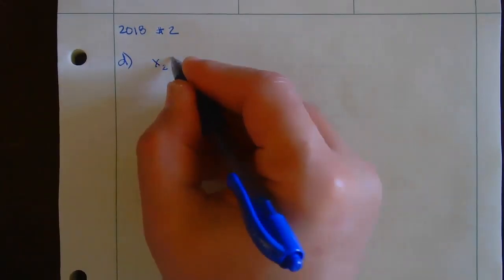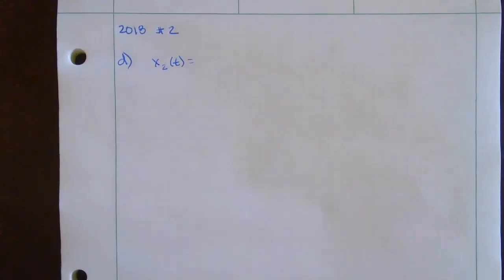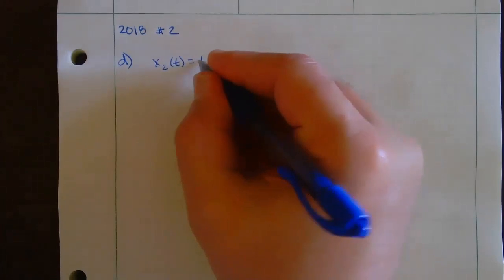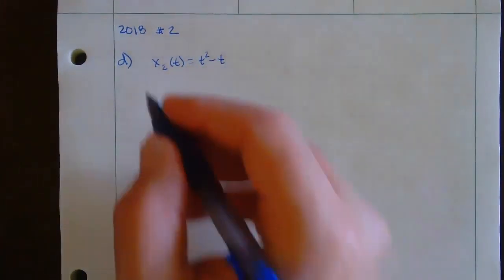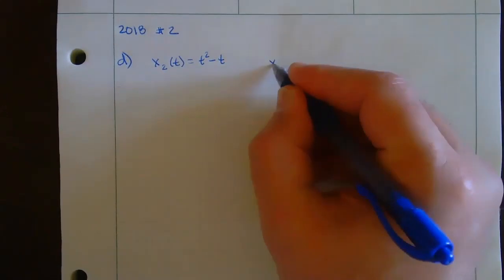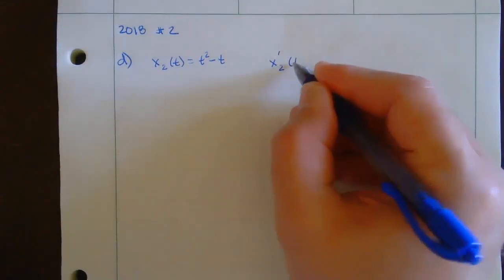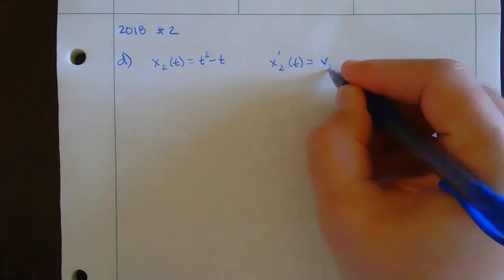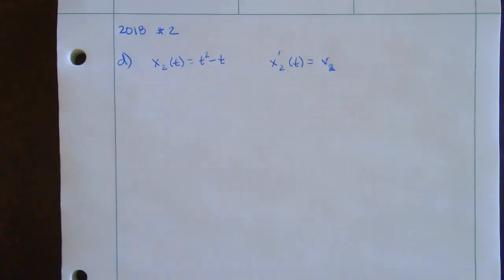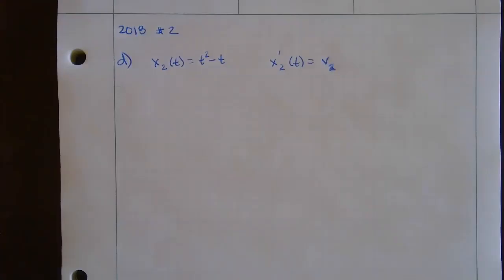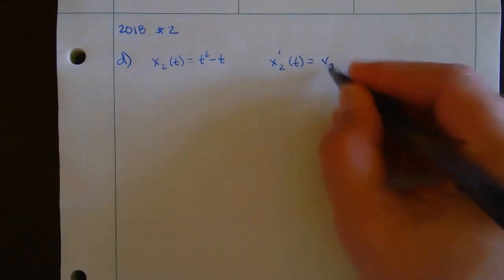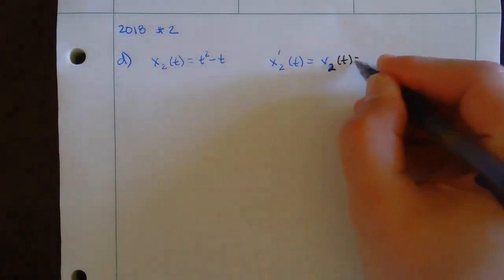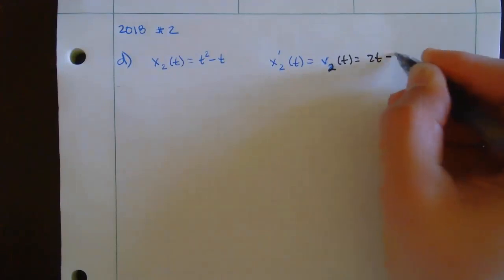Okay, so I know that x sub 2 of t, from what I read, was t squared minus t. So that would mean x prime sub 2 of t, which is also equivalent to v sub 2, V sub 2 of t, would be equal to 2t minus 1.